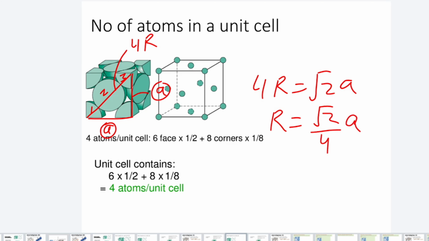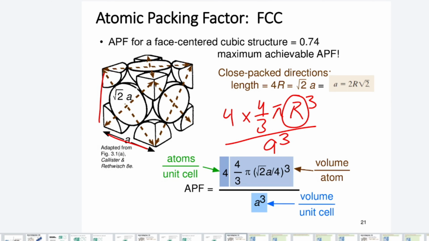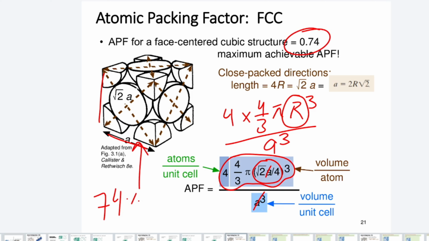So this is r. Now this r, we will put in the formula. And here you see under root 2 a divided by 4, whole cube. When you simplify it, a cube will be cancelled with the a cube, and for the remaining, if you put it in the calculator, you will get the value. What is the value? 0.74, right? And 0.74 is the atomic packing factor for FCC, which means 74% of the space in this cube is occupied by the atoms, while the remaining 26% is free space, right? So that means this one is even more dense.